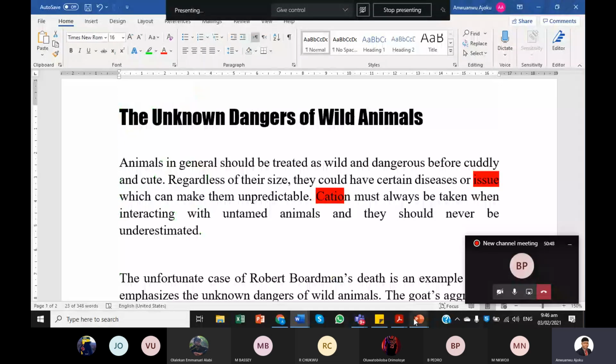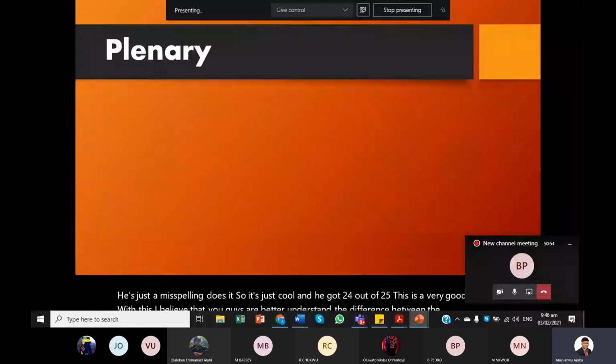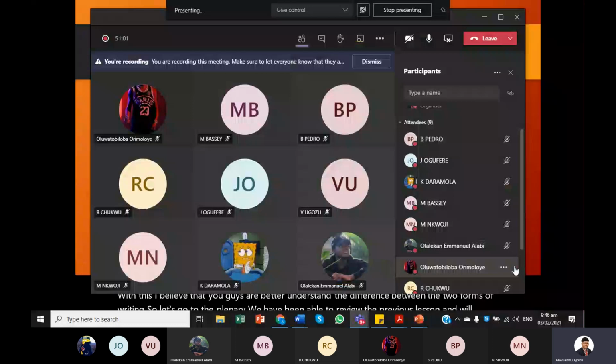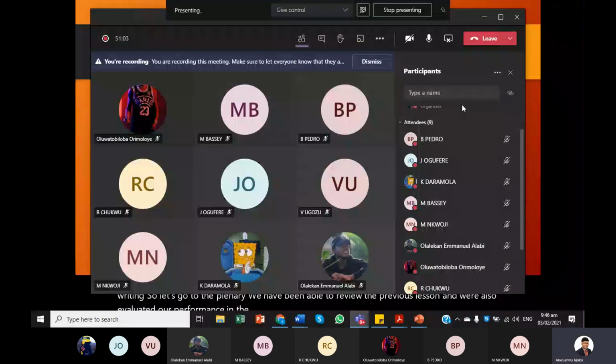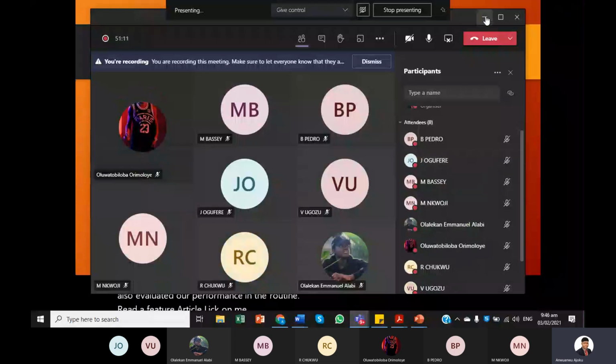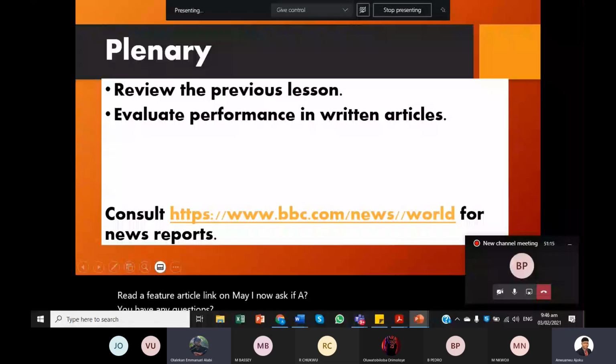With this, I believe that you guys better understand the difference between the two forms of writing. So let's go to the plenary. We have been able to review the previous lesson, and we also evaluated our performance in the written feature article. Lekon, may I now ask if you have any questions? No, sir. Okay, so you clearly understand the difference between the two now, right? Yes, sir. Okay, now if you want to read more, you can consult this particular link. You already have this in your folder. Click on it and go.